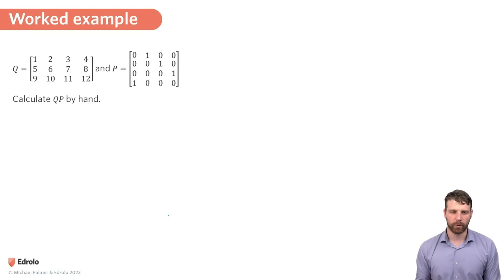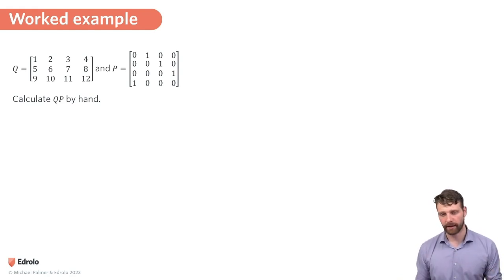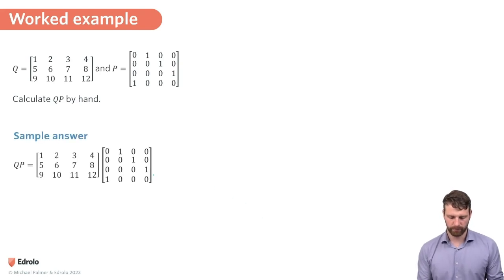Okay, here's a worked example. We've got a matrix Q and a permutation matrix P, and we're going to calculate QP by hand. So we're just going to do the calculations. And so I've actually prepared just that part of the matrix there. So I'm going to make our shell. Now we've got a 3 by 4 matrix and a 4 by 4 matrix. So we should get a 3 by 4. So I'm going to make enough space to do that.